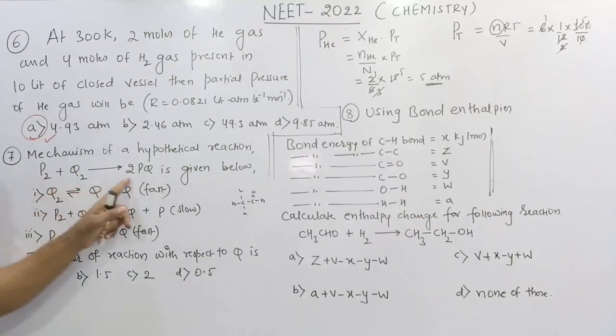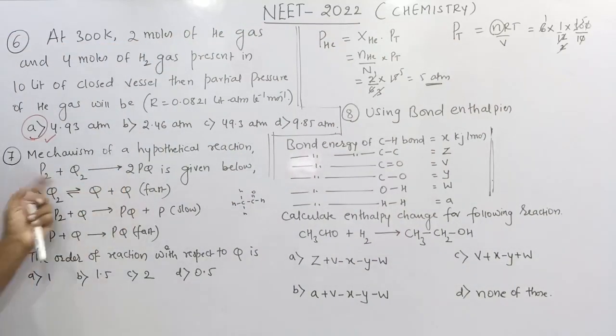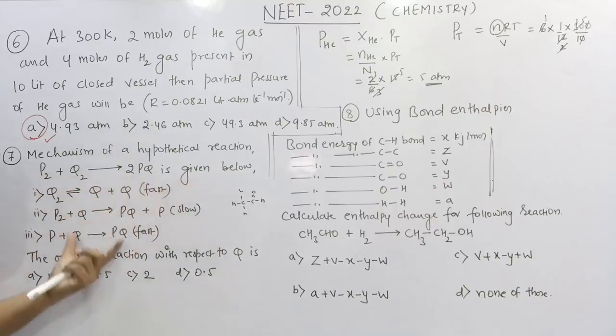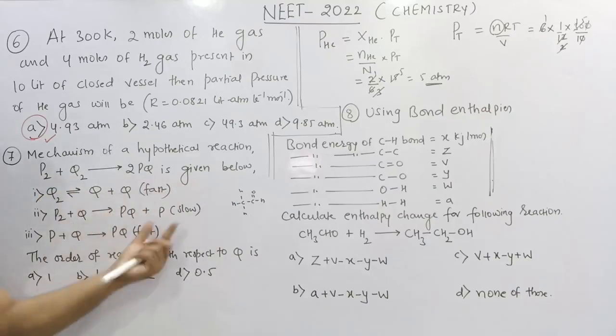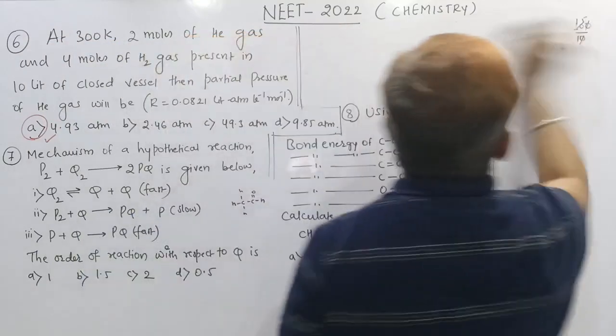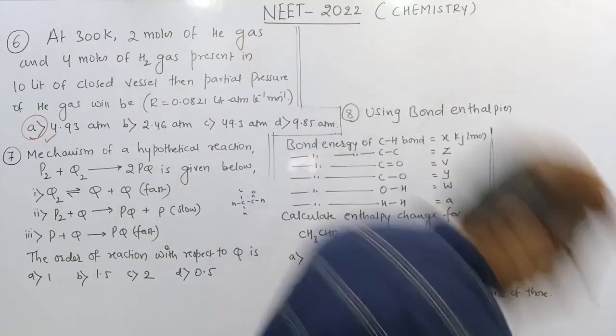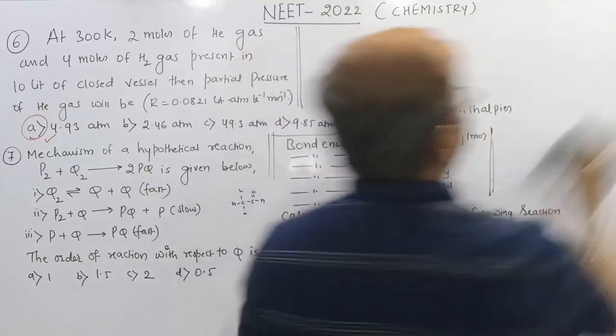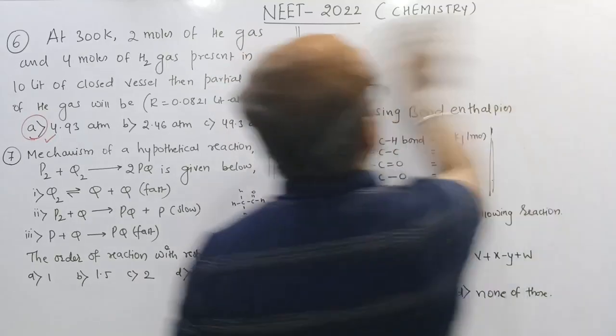P2 plus Q2 gives rise to 2P. For this reaction, they give a mechanism: fast, slow, then fast. What is the order of reaction with respect to Q, they are asking. But to understand this question, you should know about chemical kinetics. In chemical kinetics, we have discussed how to write the rate law expressions.